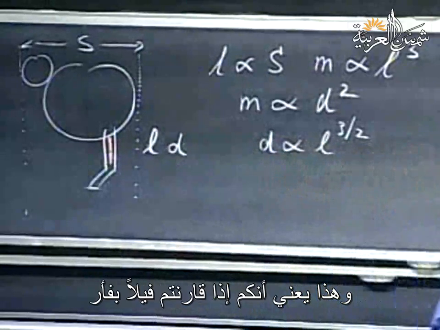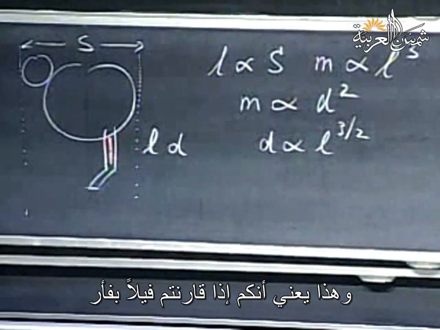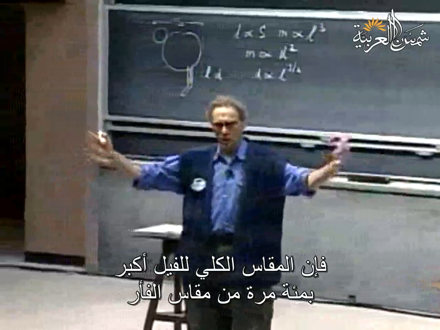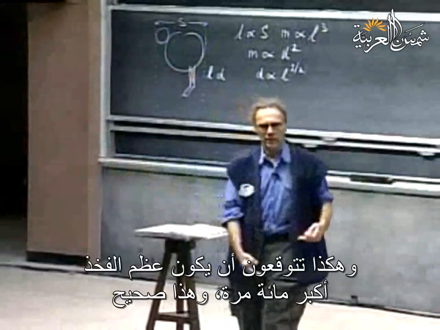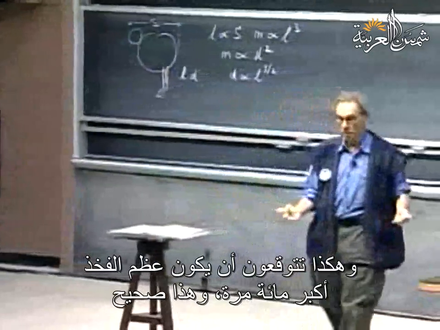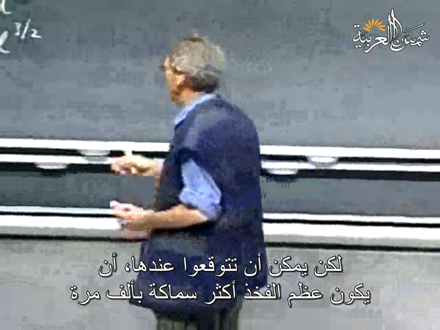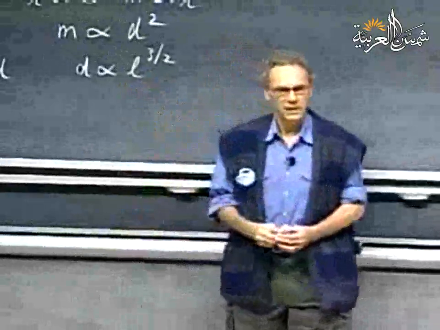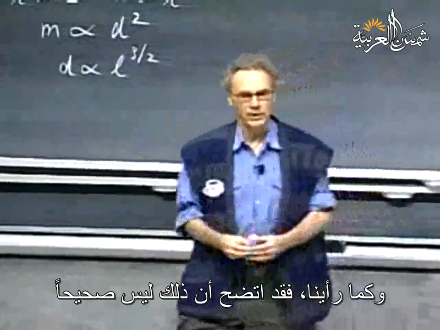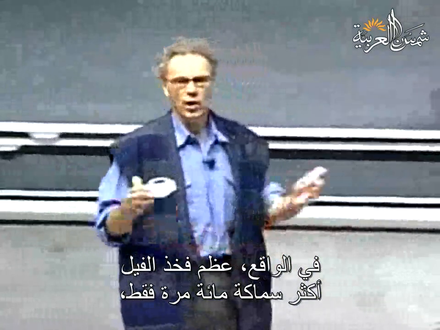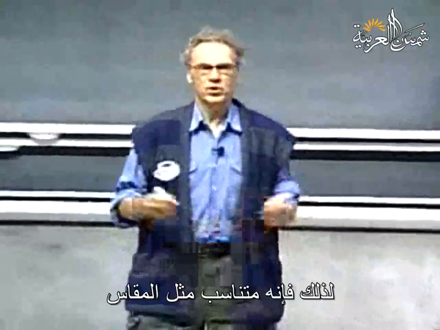So this would mean that if you compare an elephant with a mouse, the elephant overall size is about 100 times larger than a mouse. You would expect the femur to be about 100 times larger, which is true. But you would then expect the femur to be about 1,000 times thicker. And that turns out to be not true, as we have seen. In fact, the femur of the elephant is only 100 times thicker. So it scales just as the size.